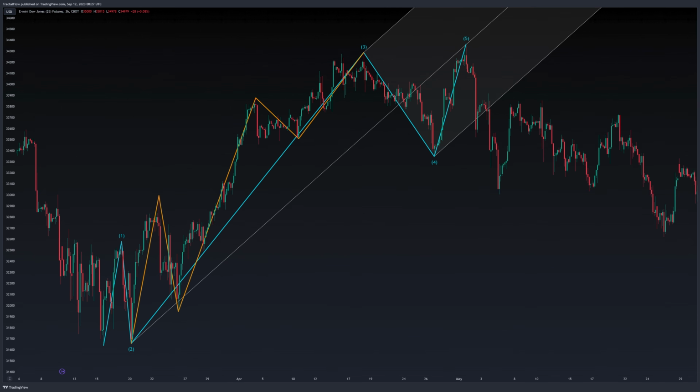In this chart, we have the 3-hour chart of the Dow futures. We can see a 5-wave pattern in blue, where wave 3 in orange is extended as usually happens. If you don't know how Elliott wave theory works, I have a free course here in the channel.